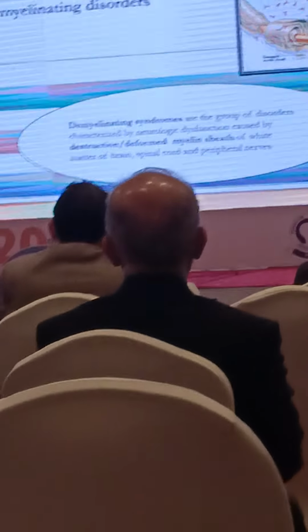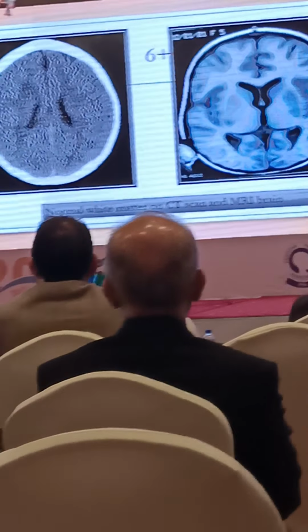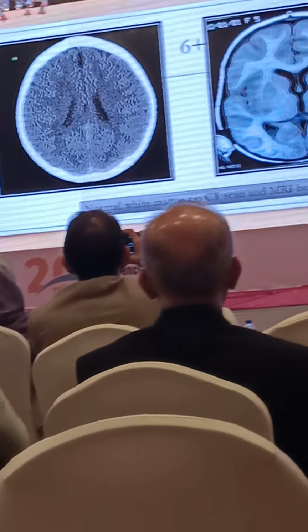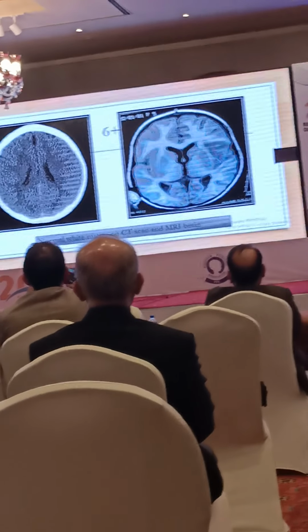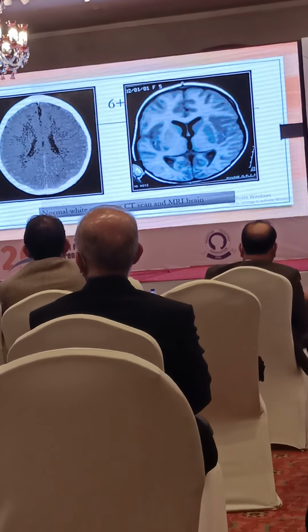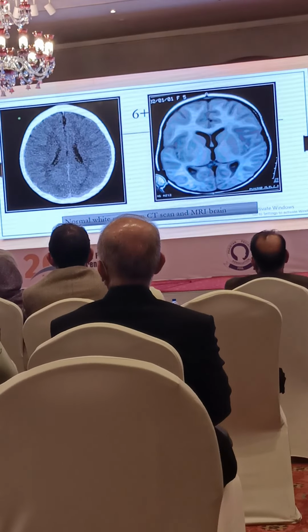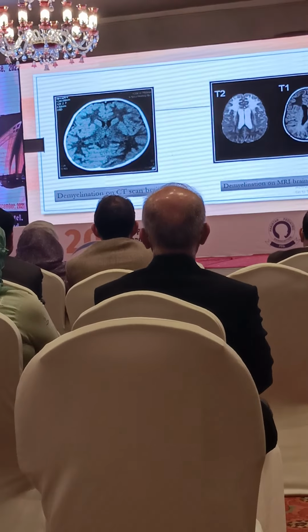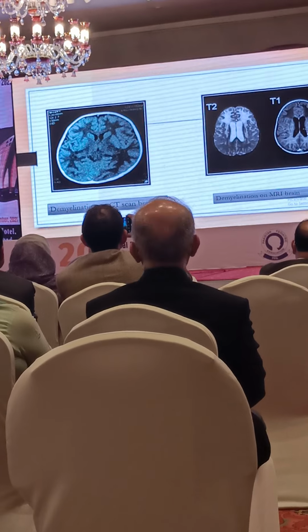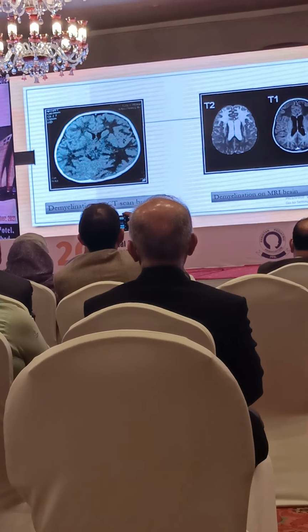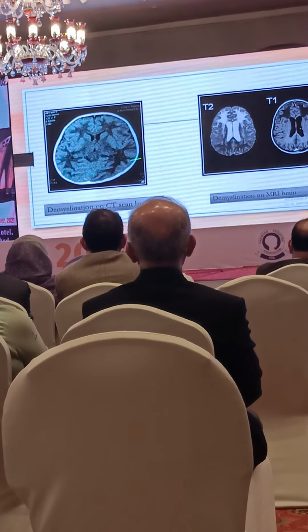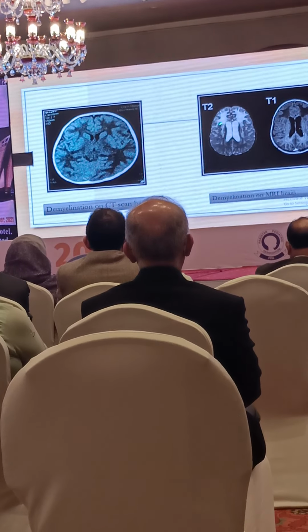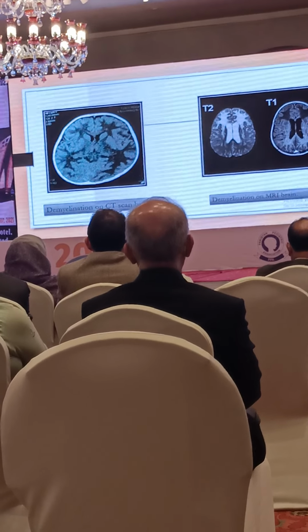the white matter. This is the normal appearance of white matter. This is the normal appearance of the white matter on the CT as well as on the MRI. In demyelination, there is destruction of the fat and it is replaced by water. And due to the high water content of the white matter, it appears hypodense on CT as well as on T1 MRI, while on T2 MRI it appears hyperintense.